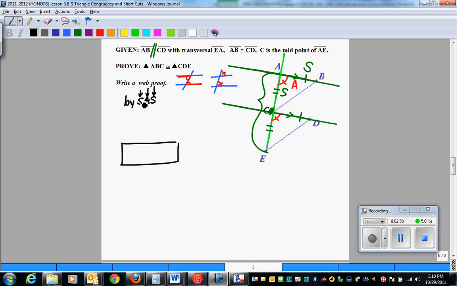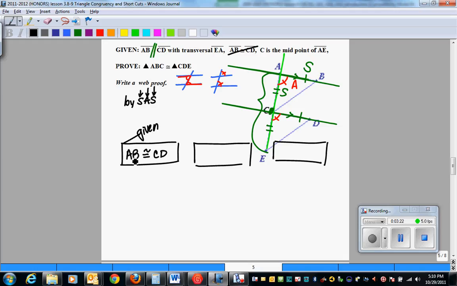Because I'm going to have 3 side, angle, sides, I know I'm going to have 3 different streams of information. So I'm going to do 3 different webs. Start with the easiest, side, and that's just the AB is congruent to CD. Why do we know that? It is given. And that's already a pair of sides. So we're going to call that pair of sides.